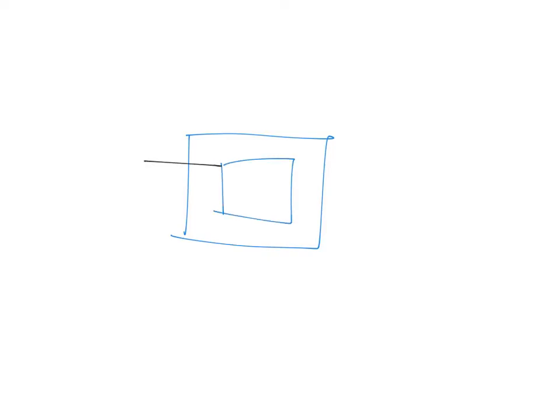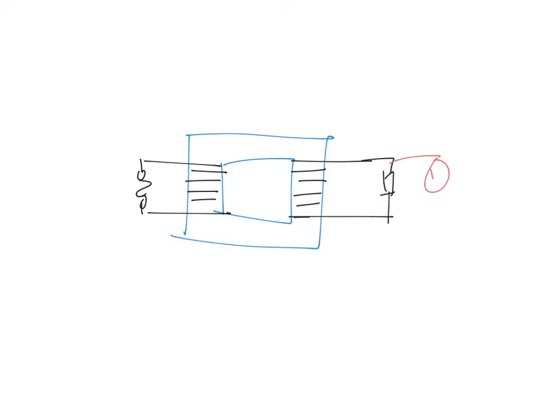Now in a transformer, the basic structure is a soft iron core, and then you will have a primary coil here connected to a source of alternating voltage. Let's say we use a sinusoidal alternating voltage. And then the other one will be a secondary coil. Let's say we connect it to a resistor to measure the voltage, so we measure the voltage across here.